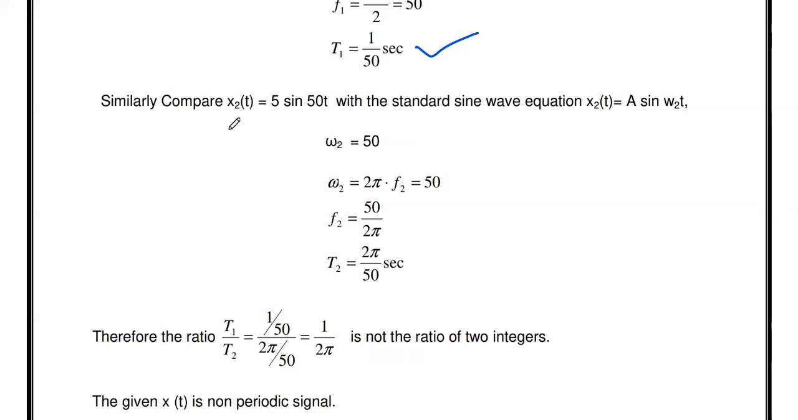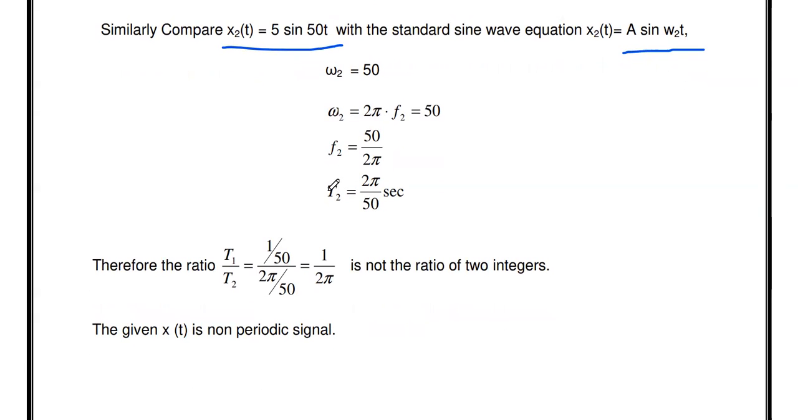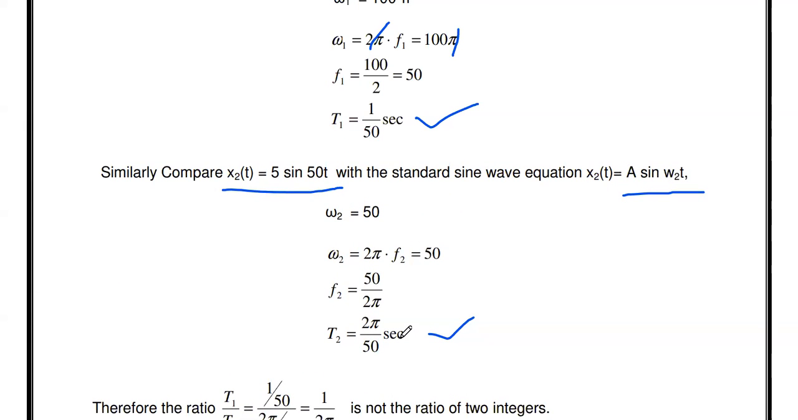Similarly, we take the second signal. What is the second signal? x2 of t equals 5 sin 50 t. Compare it with the standard sine expression. Don't worry about the amplitude, we only want the frequency term. So omega 2 equals 50. What is omega 2? 2 pi f2 equals 50. So f2 equals 50 divided by 2 pi. Taking the reciprocal of this frequency, we get the time period: T2 equals 2 pi by 50. So T1 is calculated, T2 is calculated.